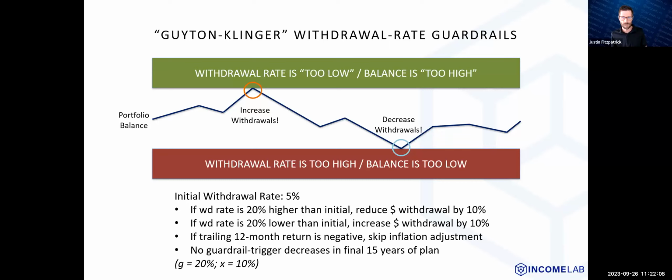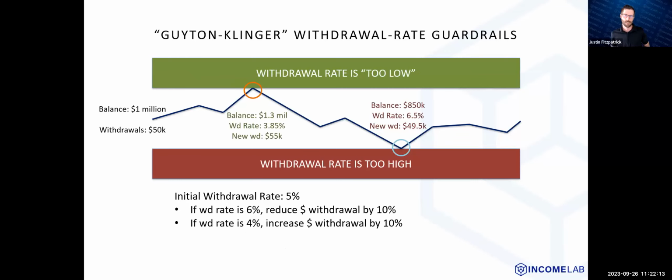Pretty simple. And because of that, it has been adopted in a lot of cases. So let's do an example. Let's assume it's a 5% initial withdrawal, we've got $1 million, we're taking $50,000 a year. Over time, that balance is going up and down. And finally, it hits 1.3 million at some point. Well, at that point, $50,000 is about a 3.8, 3.9% withdrawal. That withdrawal rate is now below 4%. So I'm going to increase my withdrawal by 10% to 55,000.